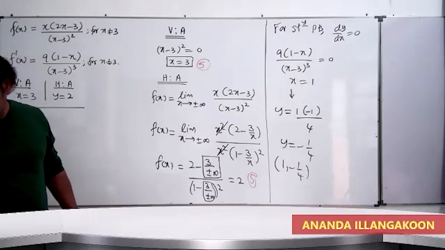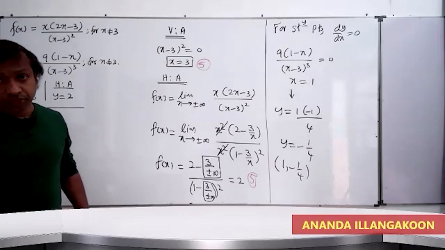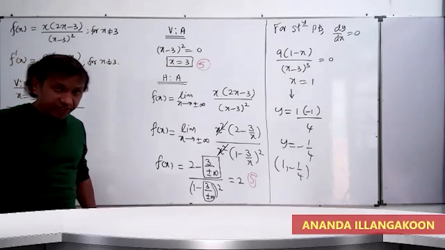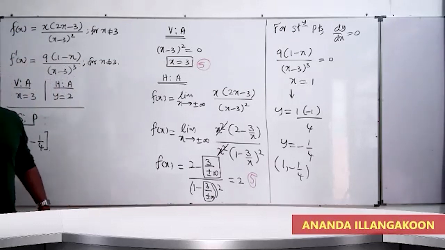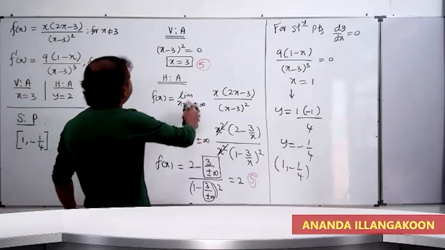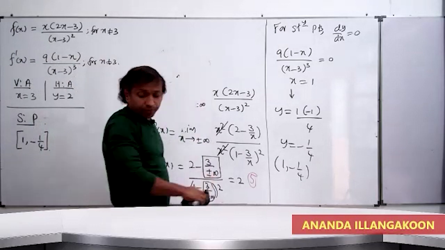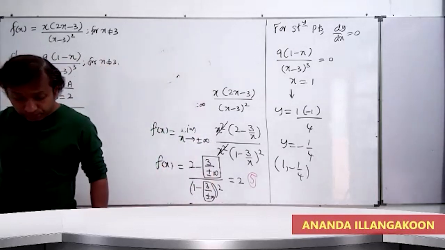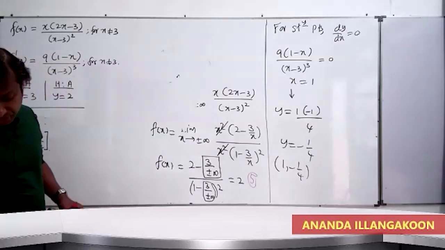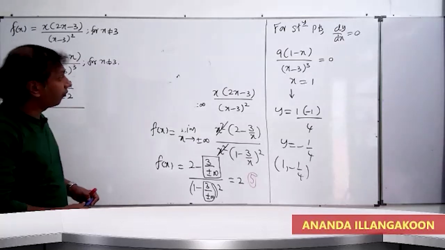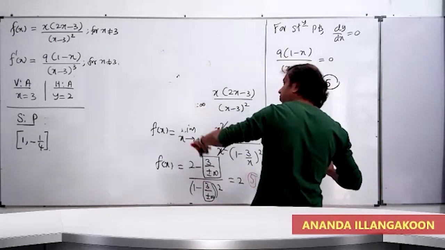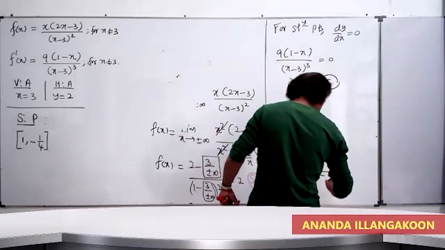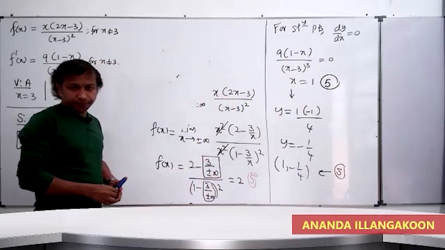Right. Next one, we have to construct the two tables, the dy by dx table and the second derivative table. Then we'll first construct the first derivative table. Finding the stationary point, you get the x coordinate 5 marks, y coordinate 5 marks. Substitute that x value and get the corresponding y value and write the stationary point this way, another 5 marks coming.